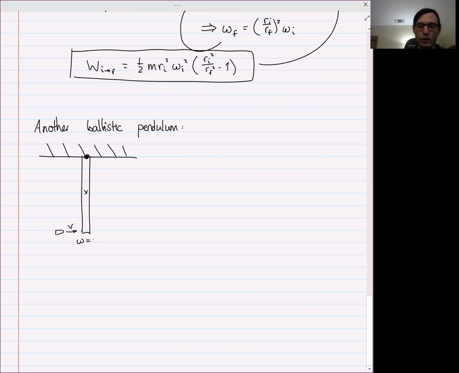Now, the ruler initially is not rotating. It has some moment of inertia about the end. I'm going to write I sub end. This is 1/3 m L squared. Remember back when we talked about moments of inertia of a rod, this is the moment of inertia of a rod about one end, right?